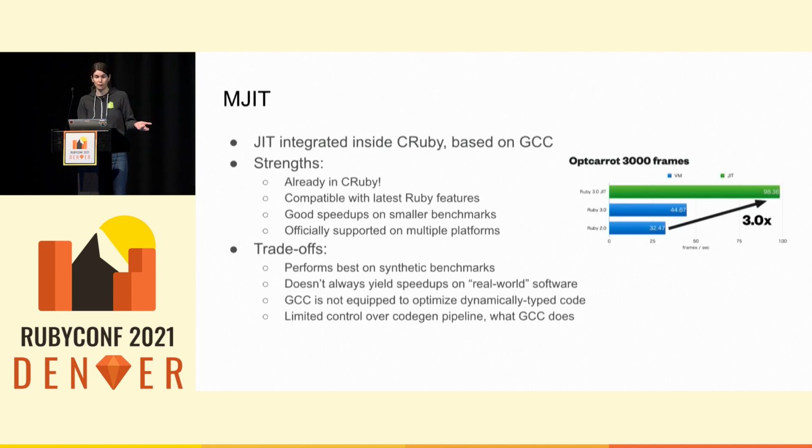MJIT is already integrated inside of CRuby. It's based on GCC. Some of its strengths are that because it's built inside of CRuby, it's compatible with the latest Ruby features. It offers good speedups on smaller benchmarks, and it's supported on multiple platforms. In terms of trade-offs, it performs best on smaller synthetic benchmarks, but it doesn't always yield speedups on real-world software. We think this is in part because GCC is not really equipped to optimize dynamically typed code, and MJIT has limited control over the compilation pipeline. It generates C code that's then fed into GCC, and GCC does whatever GCC does.